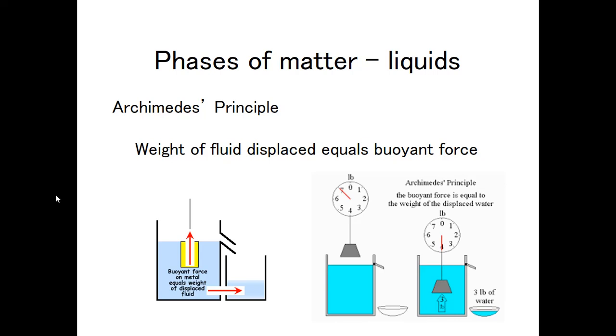Boats float higher in salt water than they do in fresh water because the salt water is more dense, so the volume of water that they push out of the way weighs more. That's why they're going to ride higher in salt water.